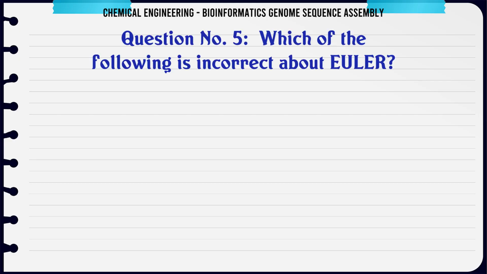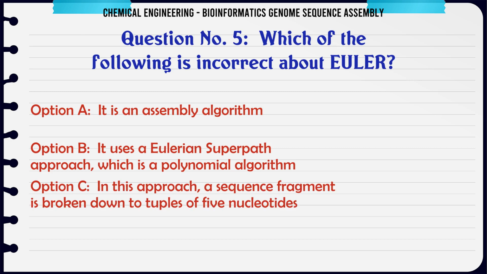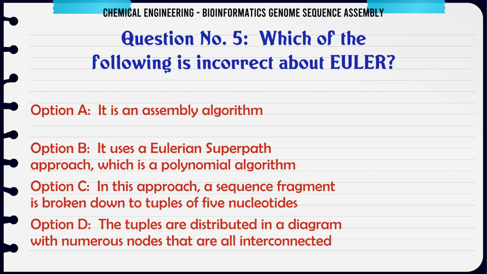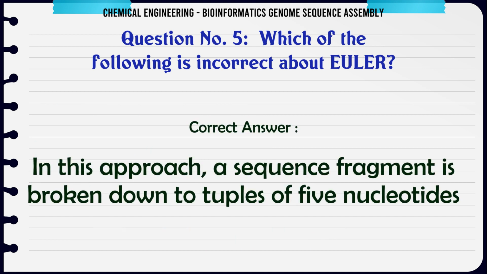Which of the following is incorrect about EULER? A. It is an assembly algorithm. B. It uses a EULER superpath approach, which is a polynomial algorithm. C. In this approach, a sequence fragment is broken down to tuples of 5 nucleotides. D. The tuples are distributed in a diagram with numerous nodes that are all interconnected. The correct answer is in this approach, a sequence fragment is broken down to tuples of 5 nucleotides.